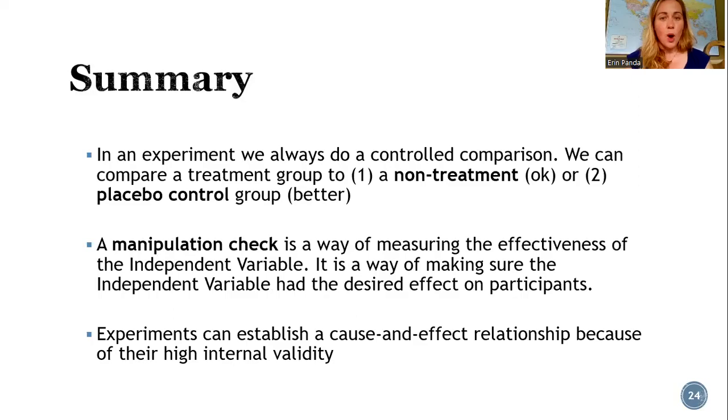In an experiment, we always do a controlled comparison, in which we could compare our treatment group, one level of our independent variable, to a non-treatment or a placebo control group. And in a great quality study, we would also do a manipulation check to make sure that our assigning to the independent variable actually worked. Only experiments can establish a cause and effect relationship because of their high internal validity.